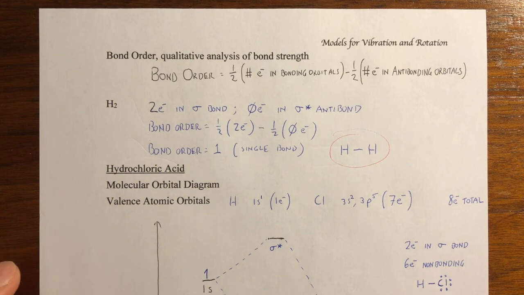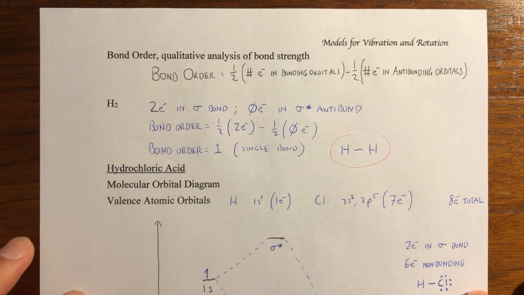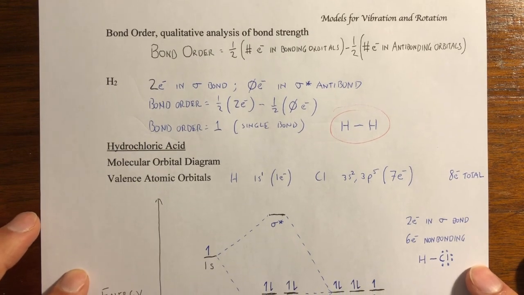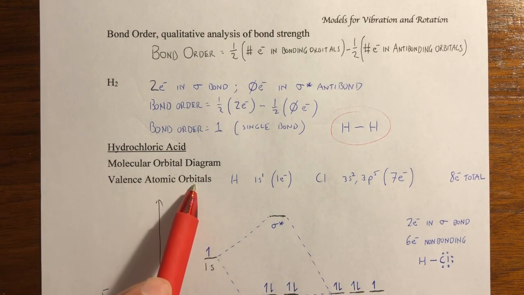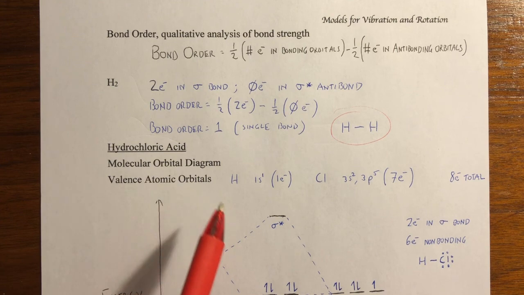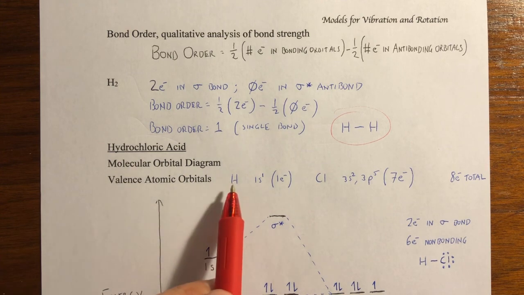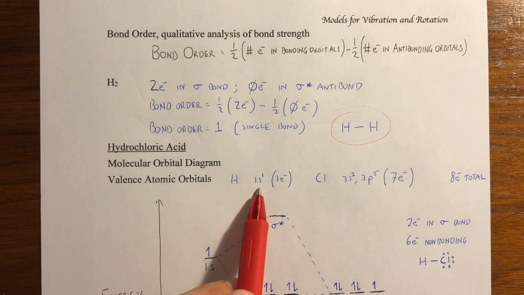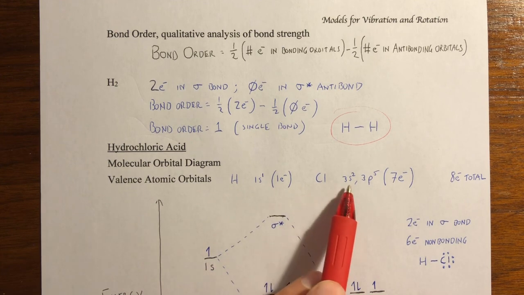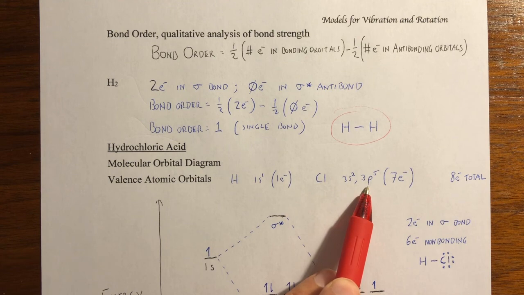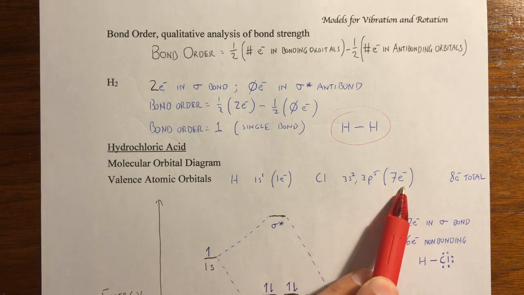Now, let's move on and talk about something a little bit more advanced, like hydrochloric acid, HCl. The valence orbitals of hydrochloric acid are the only orbitals that we're going to really care about for our molecular orbital diagram. Hydrogen has a valence electron configuration of 1s1, a single electron in it. Chlorine, 3s2, 3p5, with a total of 7 electrons.